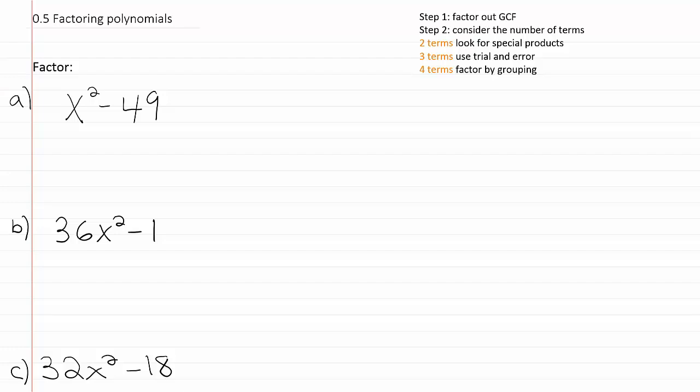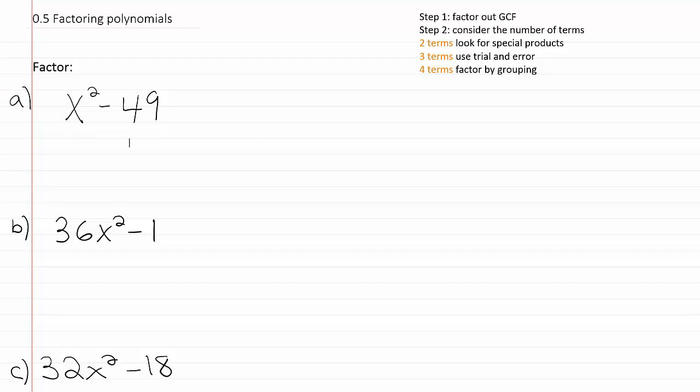In this video, we're looking at factoring polynomials. So the first thing we should always do when trying to factor a polynomial, like the problem here in example A, is to factor out a greatest common factor. But I don't think there's anything in common between these two terms, correct? I mean, x squared doesn't have any numbers and 49 only has numbers, so I don't think we're going to find anything common there between those two.